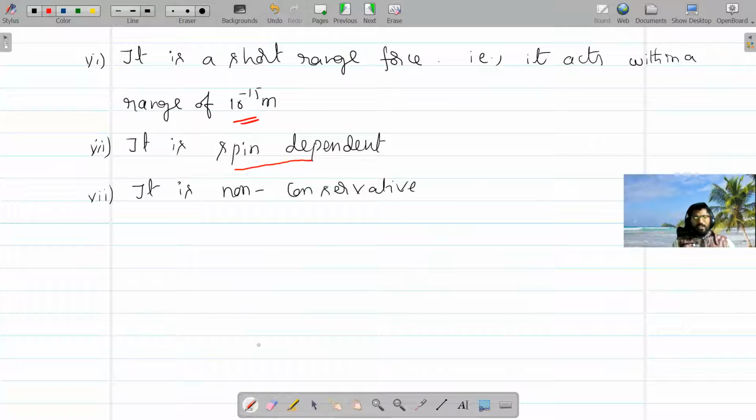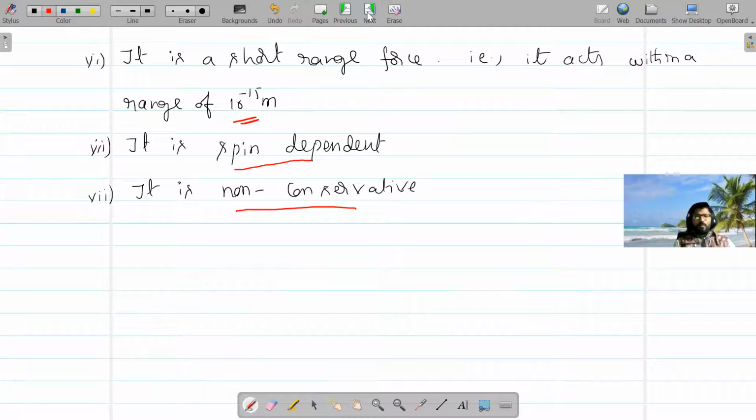About the concept of spin, you will study in higher classes. At this level we need not study it, but it is better to have an idea about the spin dependency of nuclear forces. Nuclear forces are spin dependent. That means if any two particles have the same spin, the nuclear force will be larger. With opposite spin, it will be weaker, right? And these are non-conservative forces. Already you know what conservative means. So nuclear forces are non-conservative. You have to remember these points about nuclear forces, right?